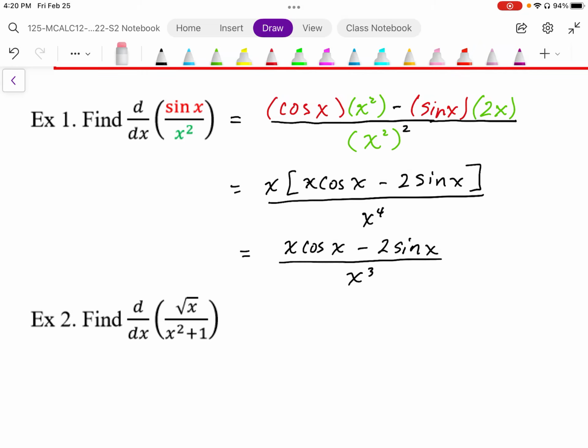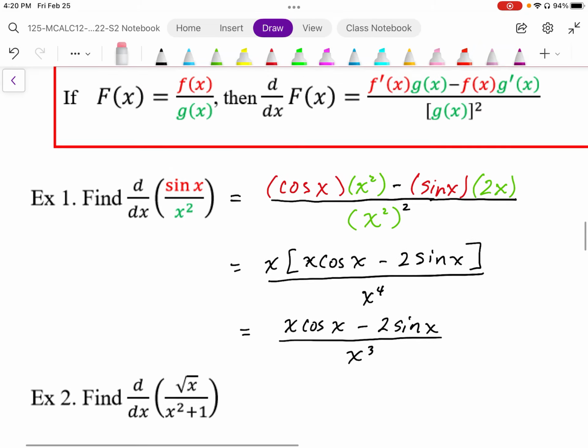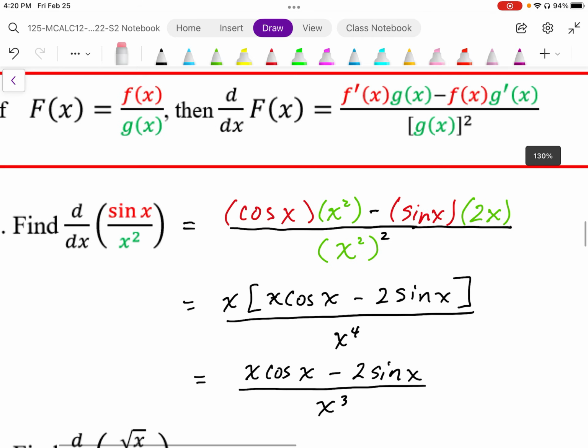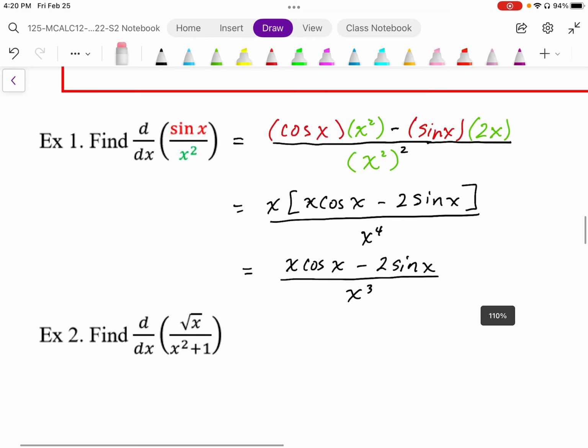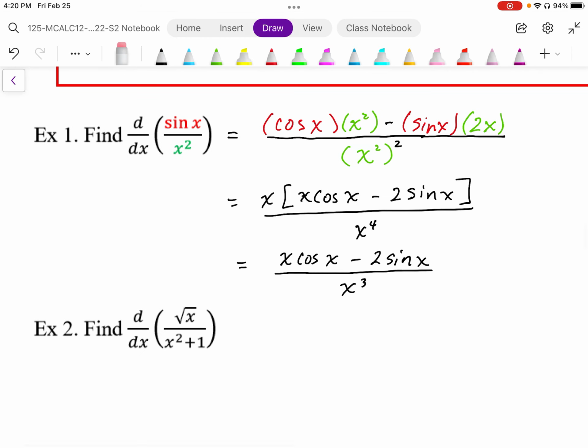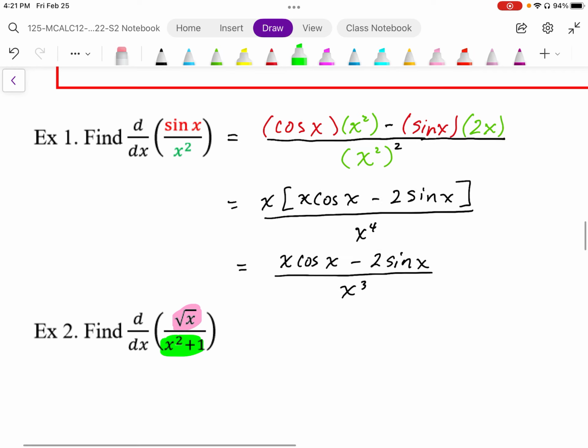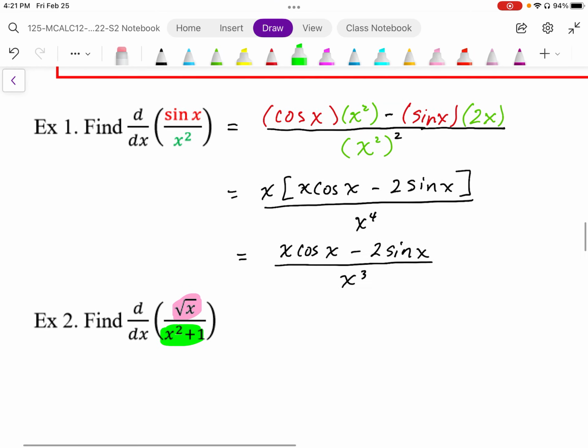In example one, all we really did was take a look at our rule that we were given and we applied that rule to that expression. So again, I'm going to do the same thing here. I'm going to take my numerator, which I'm going to highlight here in pink, and my denominator, I'm just going to highlight here in green. And I'm going to apply the rule that I have up here. I can kind of see the rule highlighted in the previous example.